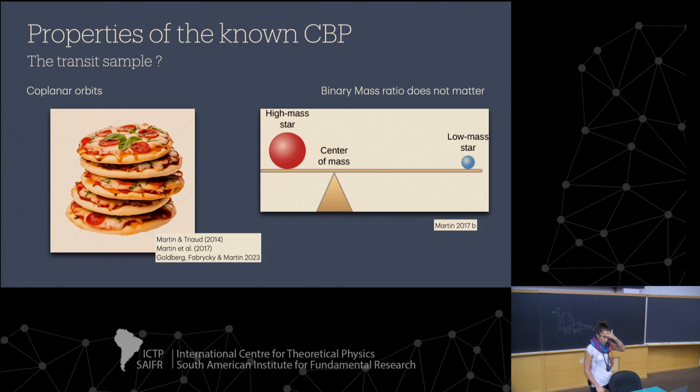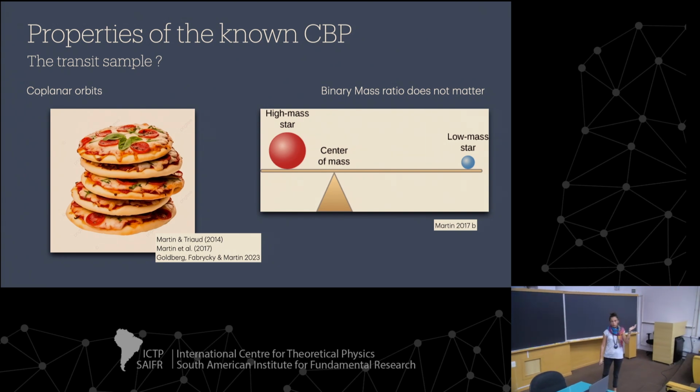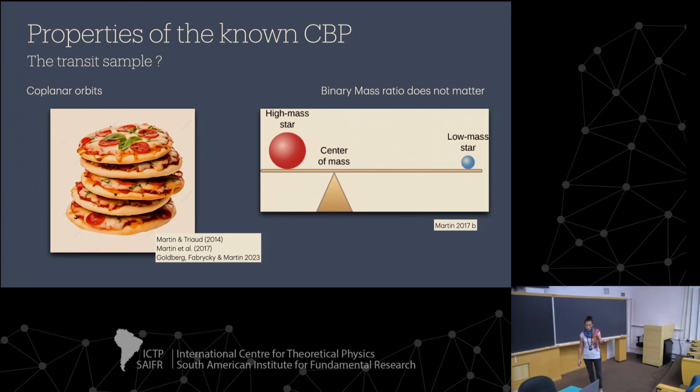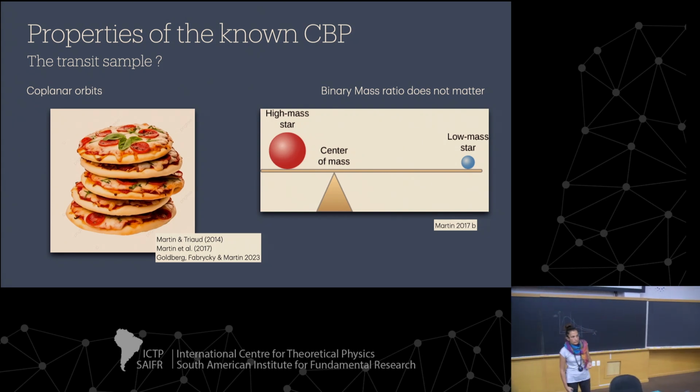Okay, so what are the properties of the known circumbinary exoplanets? Again, we're talking about a sample of mostly 20 planetary systems, right? So we extract what we can from there. You cannot really do a population study out of it. We try to, but it's not really easy. So we don't know many things about that. Exactly because, okay, coplanar orbits.